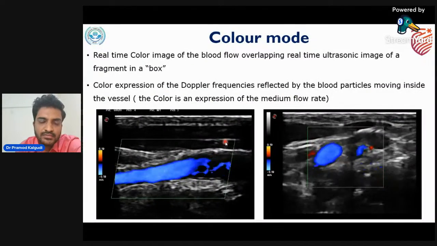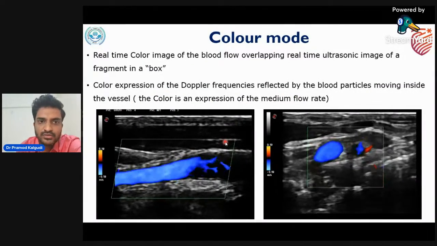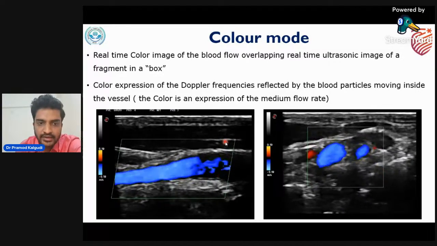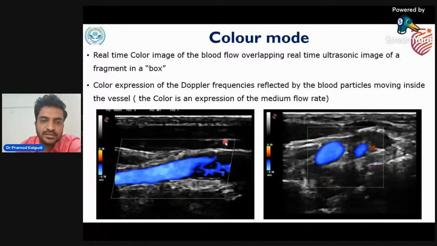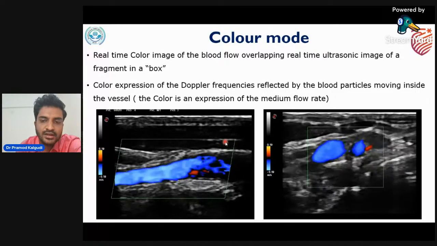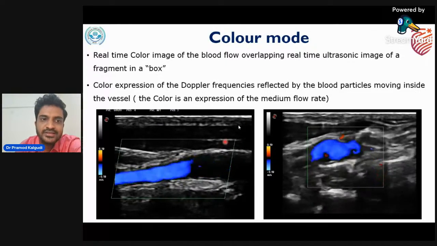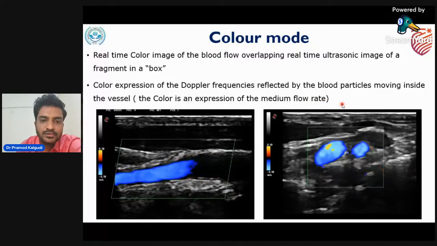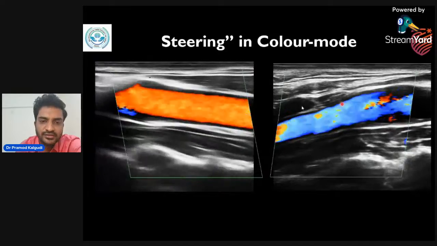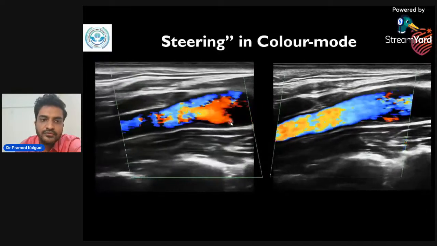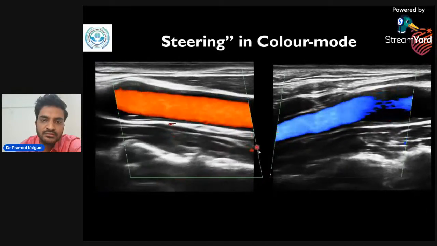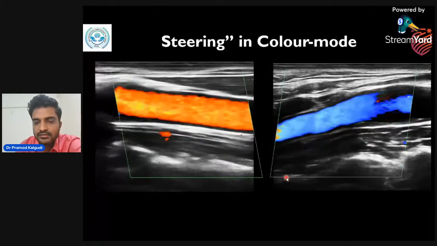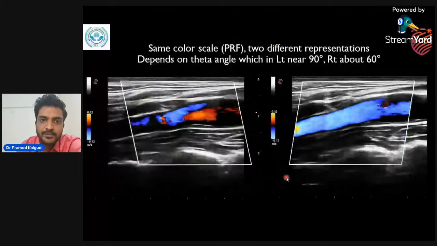Once you are done with B mode, you put a color box. The color box will basically put a color into the tissues or the vessels and tell you, based on the Doppler shift, whether the frequencies are coming towards you or going away from you. It's just the expression of the flow in the color mode. Again, we can use steering in the color mode. So if you feel the flow is towards this side, you can steer it this side. If you think the flow is on the other side, you can steer the color box to the opposite side.